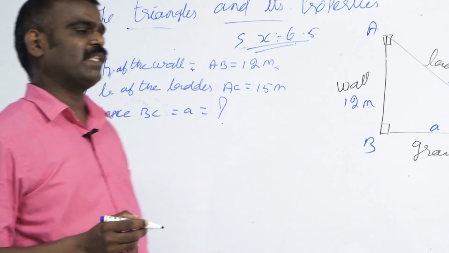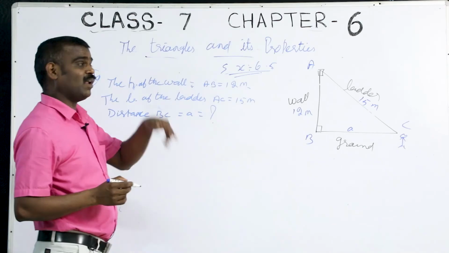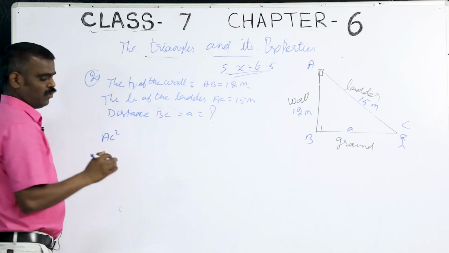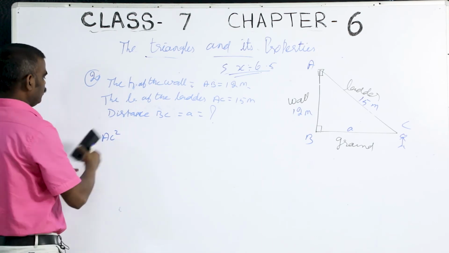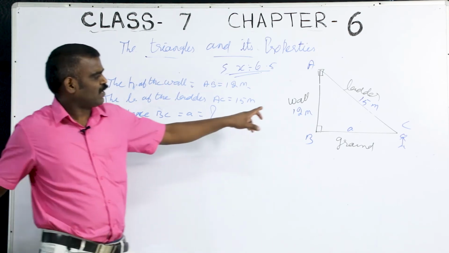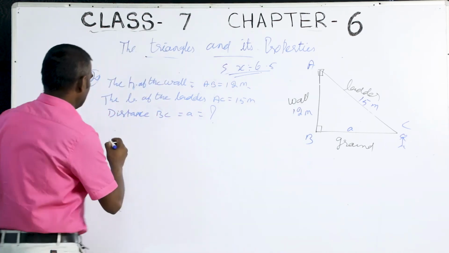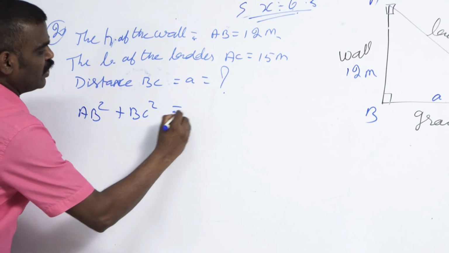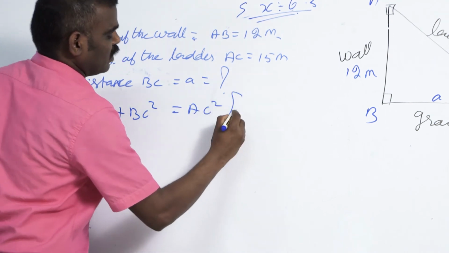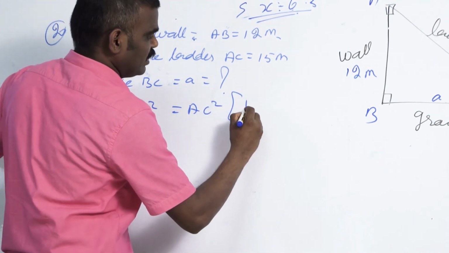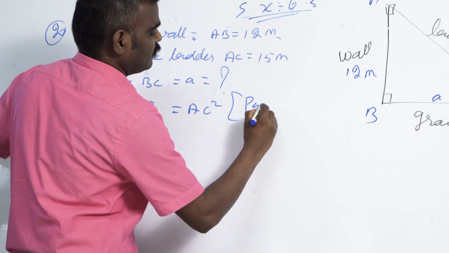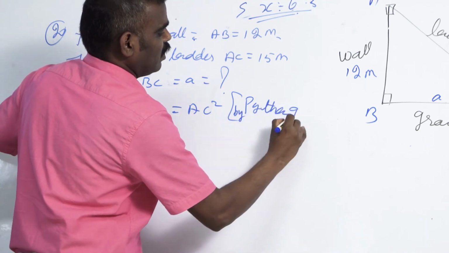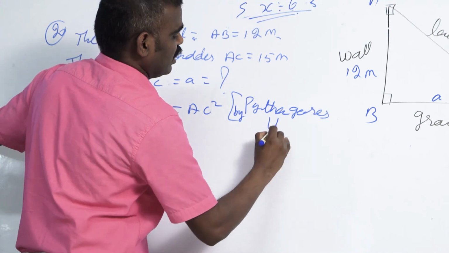Pythagoras theorem. What does the Pythagorean theorem tell? The square of the longest side, that is AC square, is equal to the sum of the squares of the two sides, that is AB square plus BC square equals AC square. Reason? Yes. What is the reason? By Pythagoras theorem.